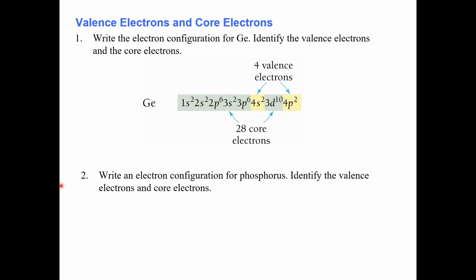Okay, please do the same thing for phosphorus. Write out the electron configuration and figure out which ones are valence and which ones are core. Pause the video to do that, and when you're ready for the answer, click play.